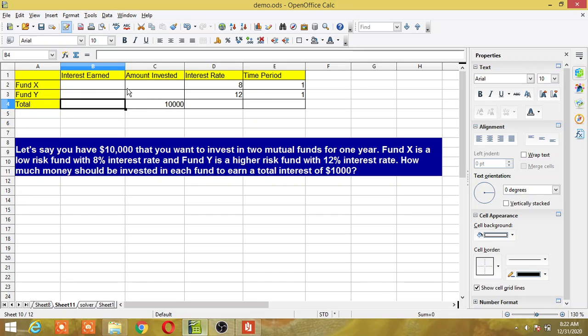So how will we do this? Again with the help of Solver only. First we have to type some formulas here. So first I will type the formula for amount invested.